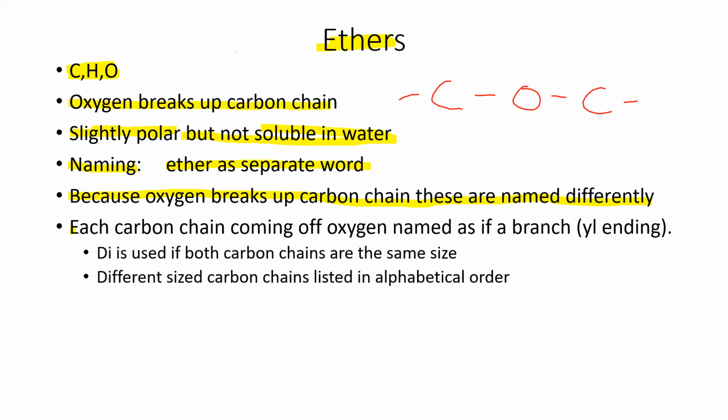For ethers, each carbon chain coming off the oxygen is named as if it were a branch. So we're going to see those YL endings in place. We can use the prefix di if both the carbon chains end up being the same size. If the carbon chains are different size, we end up listing them in alphabetical order. So we're going to do a couple of examples that follow this ether naming.